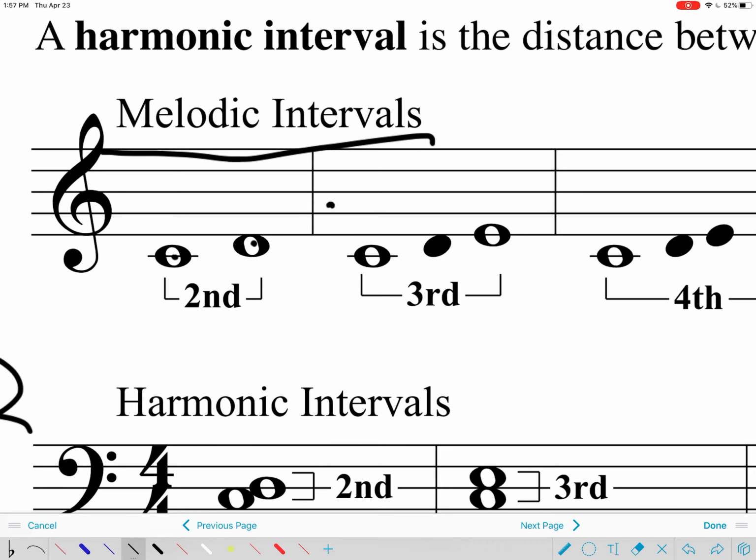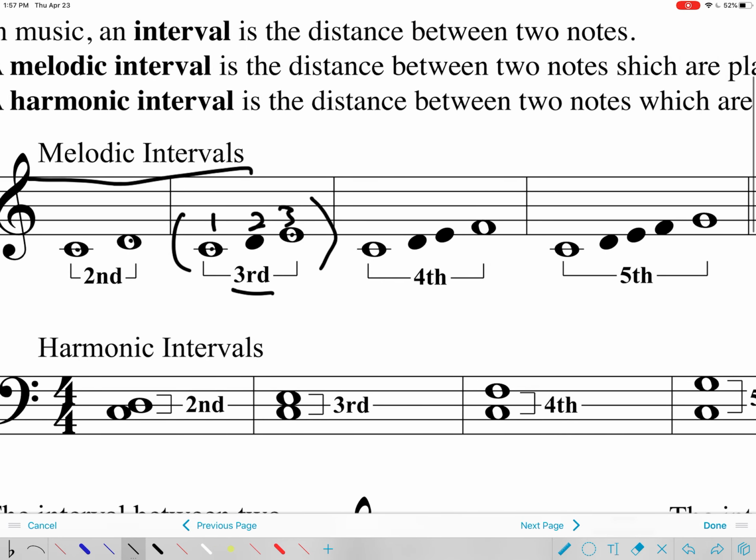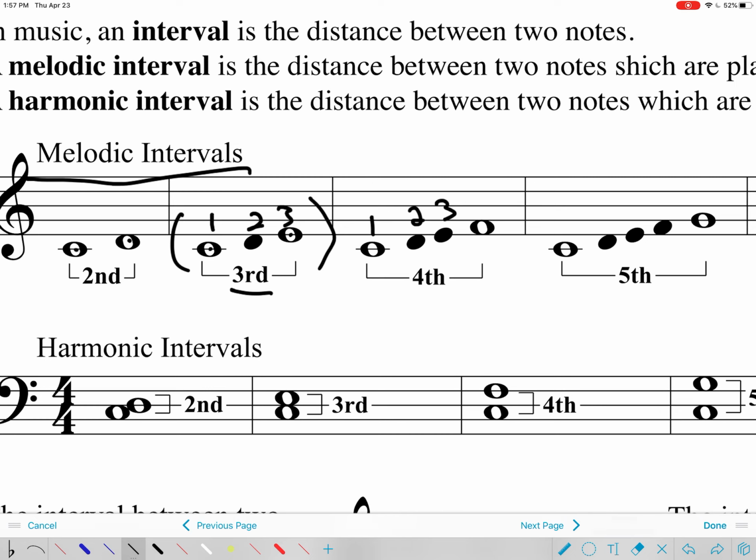Now, in this case, we have a span of 3 notes, including our starting point, 1, all the space in between, 2, and then our ending point, 3. 1, 2, 3. We have a span of 3 steps, therefore, it's a third. Same here, 1, 2, 3, 4.